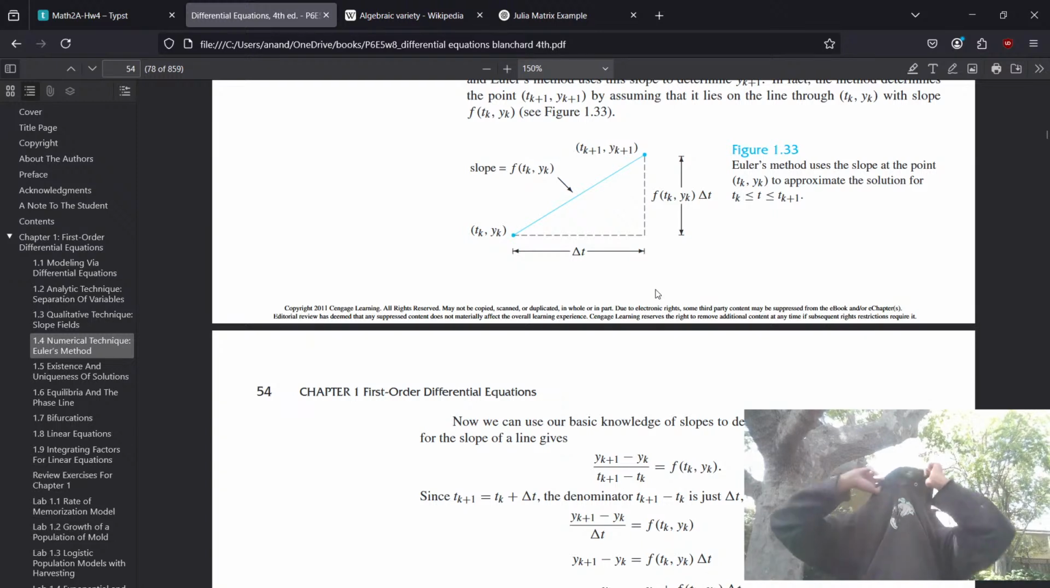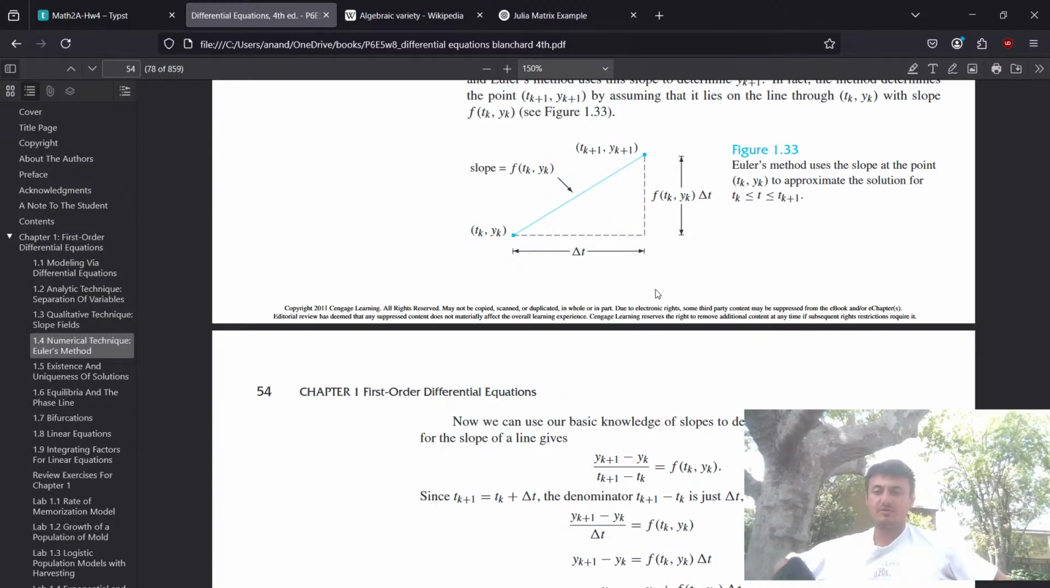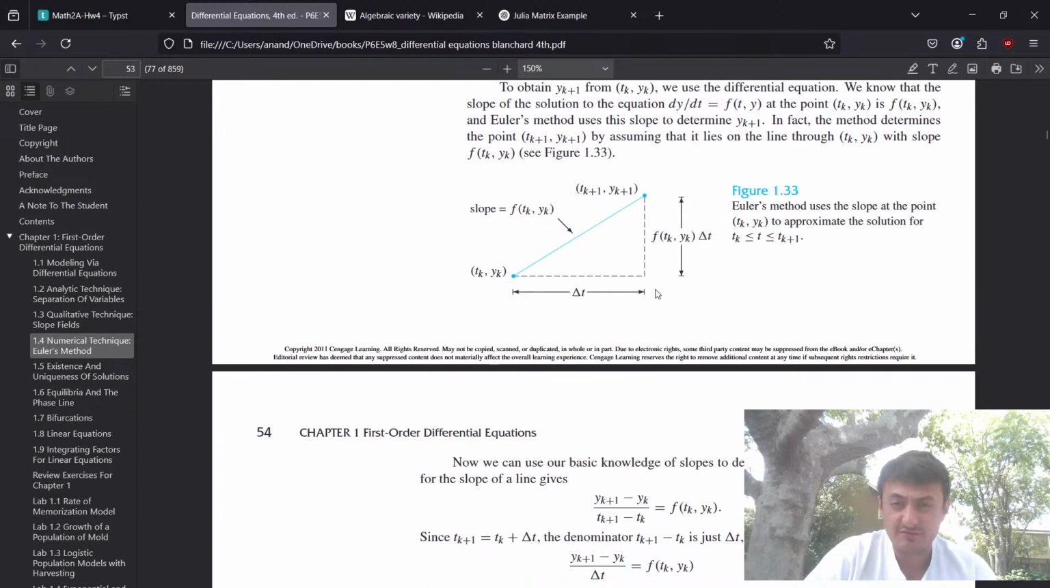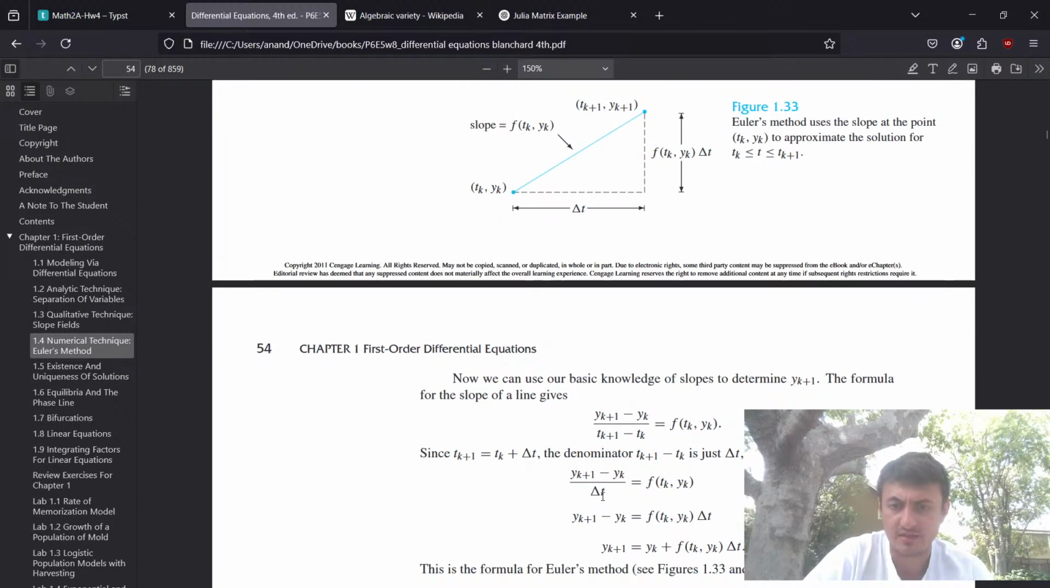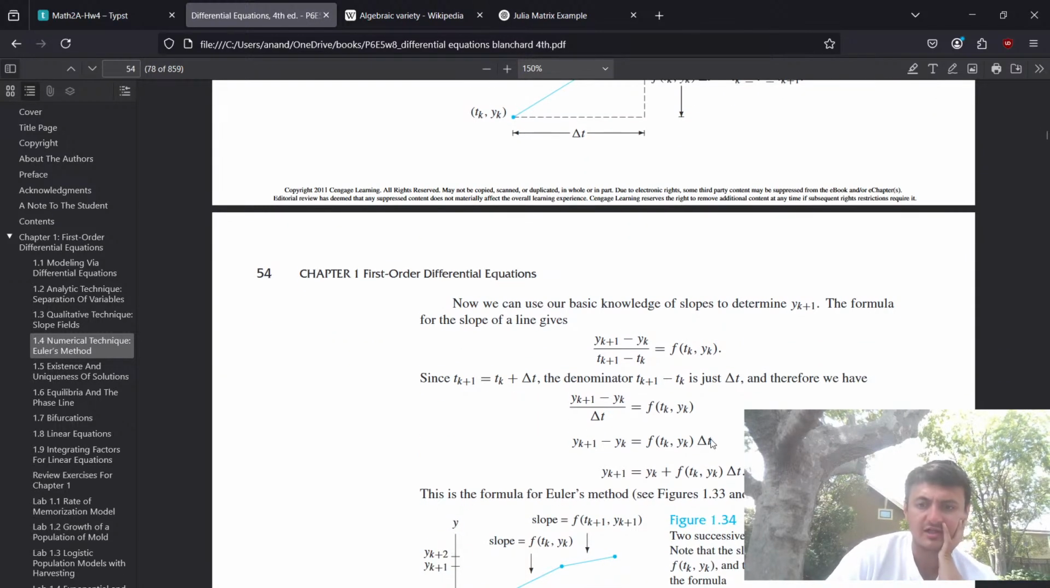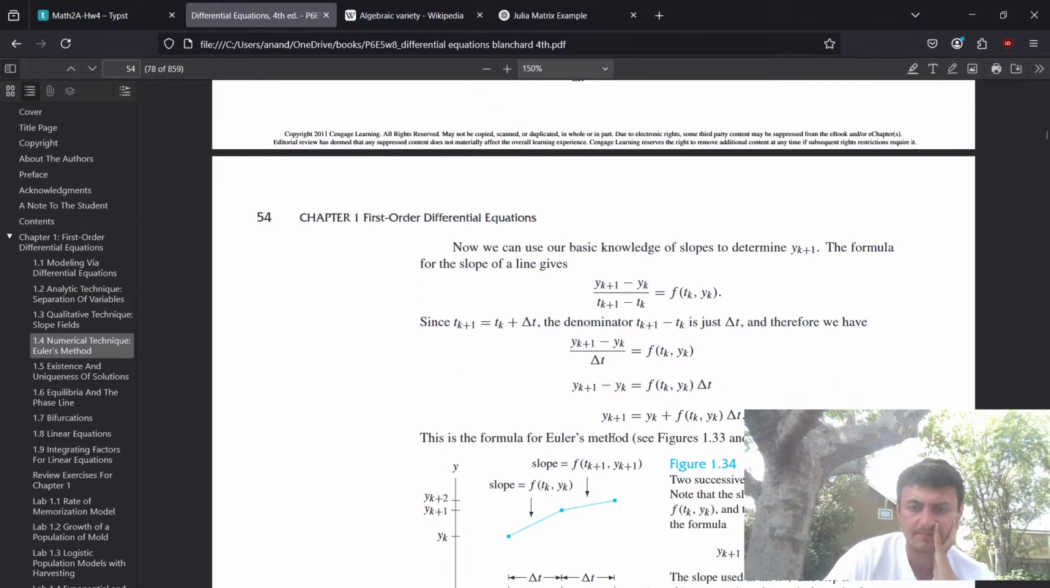Now we can use our basic knowledge of slopes to determine yk plus 1. The formula for the slope of a line is the difference yk plus 1 minus yk, divided by delta t. So we have yk plus 1 minus yk over delta t is equal to f of tk, yk. Right, so that's how they arrive at that. Okay.